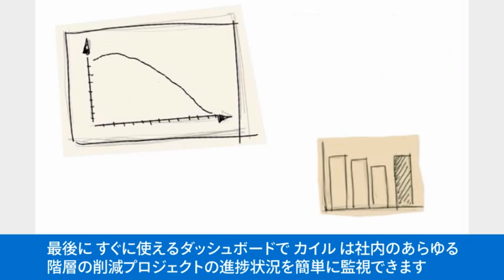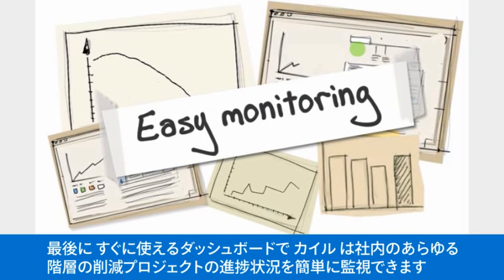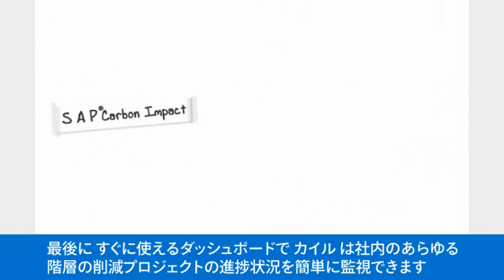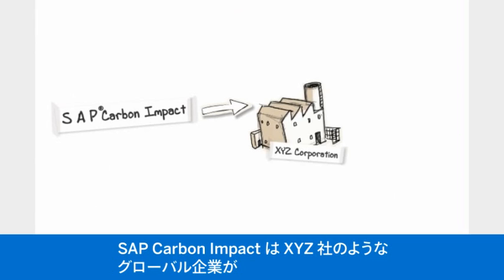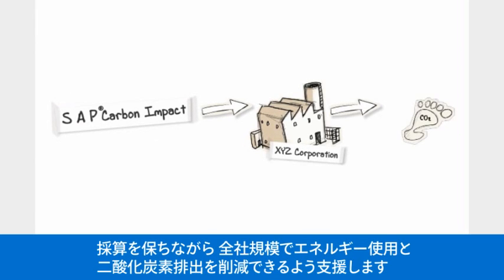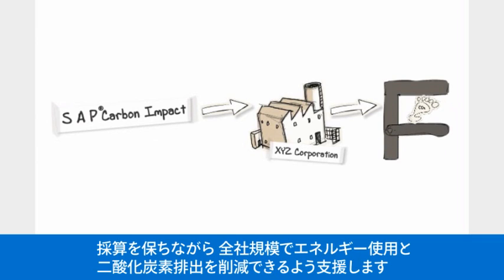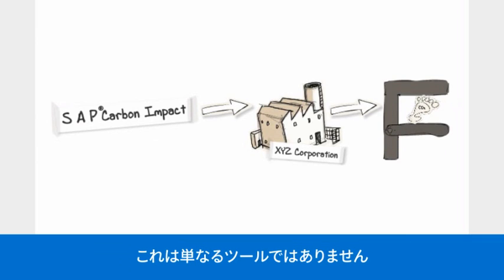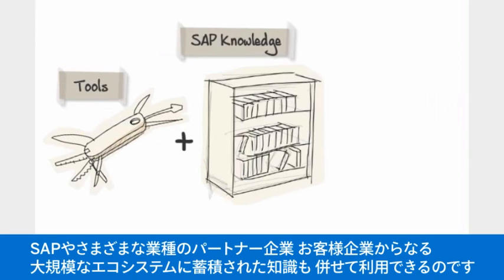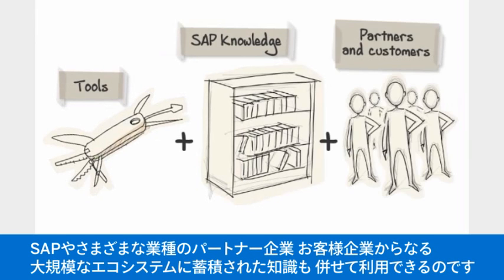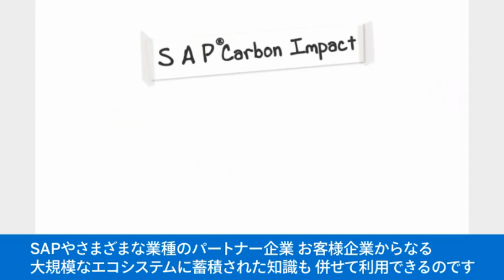Lastly, with predefined dashboards, Kyle easily monitors the progress of the portfolio at all levels of the company. SAP Carbon Impact helps global organizations like XYZ Corporation to profitably reduce their enterprise energy and carbon footprint. It doesn't only provide the tools, it also provides the codified knowledge from SAP and its large ecosystem of partners and customers across different industries.